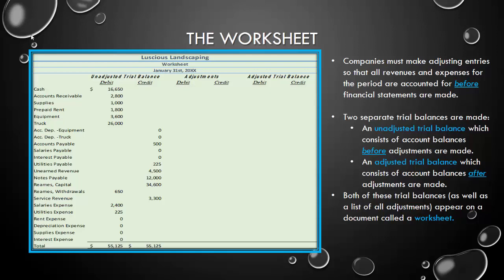So this worksheet contains both the unadjusted trial balance, the account balances you had copied from your T accounts before adjustments were made, and your adjusted balances, the amounts that you have after your adjustments. You don't need to disclose your unadjusted trial balance to anybody, but in case an error happens, I feel like this format makes it easier to go back and find out where your mistakes are instead of having just one adjusted trial balance.